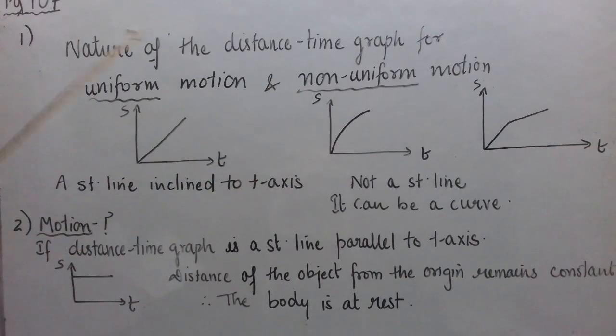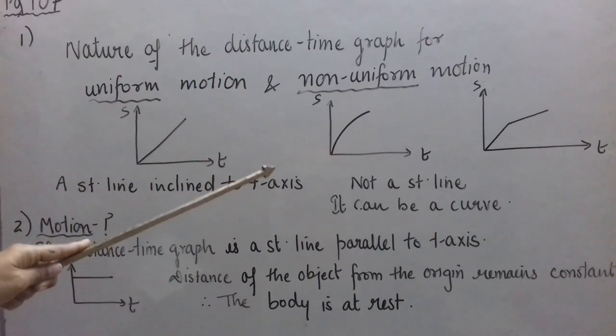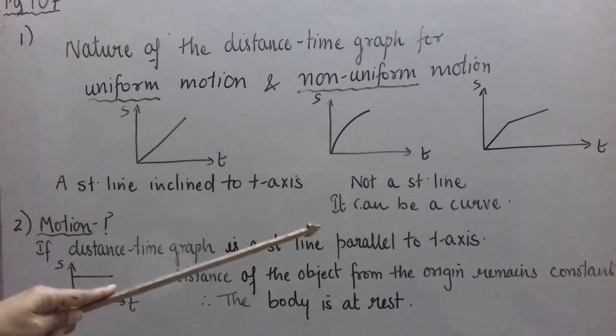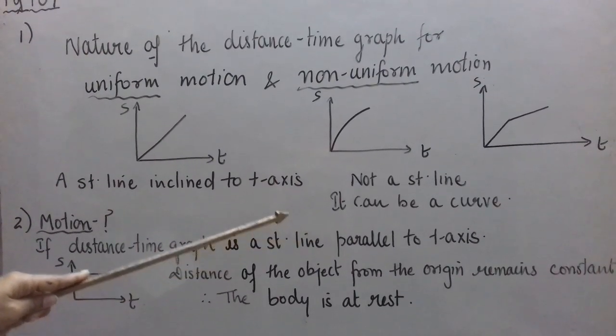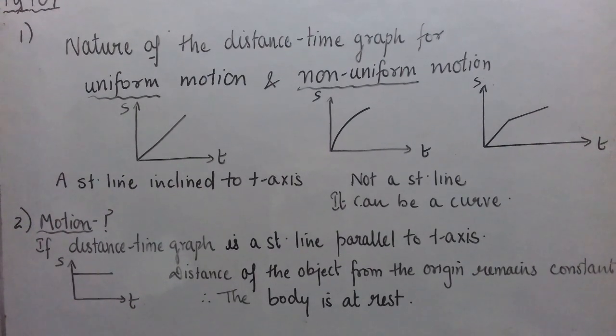Overall we can write that the nature of the distance time graph for non-uniform motion is not a straight line. It can be a curve. Okay. This is, I hope, clear to you. Now come to the next question.